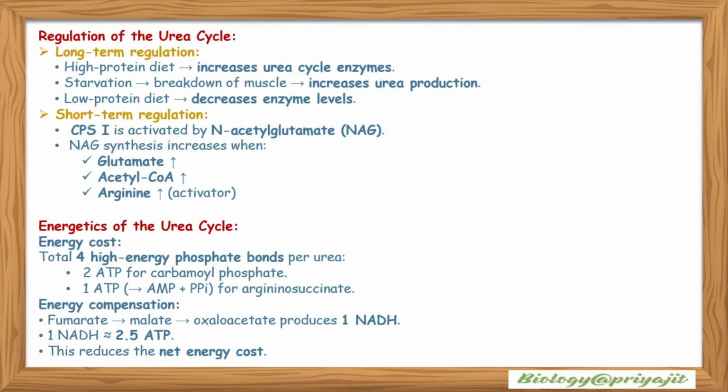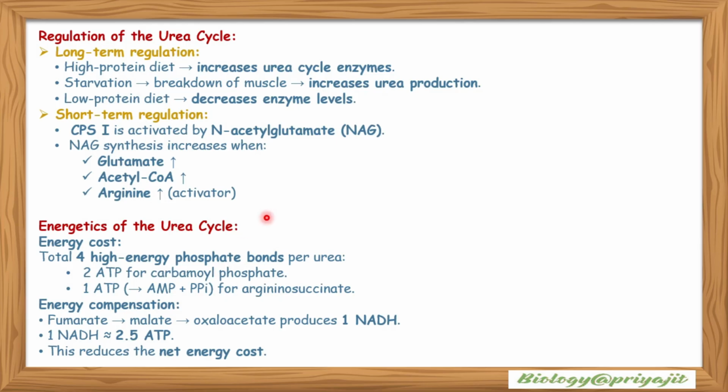Regulation of the urea cycle, long term regulation: a high protein diet increases urea cycle enzymes, and starvation causes the breakdown of muscle and increases urea production. A low protein diet decreases enzyme levels. Short term regulation: CPS1 is activated by N-acetyl glutamate, or NAG. NAG synthesis increases when glutamate and acetyl-CoA are increased, and arginine also acts as an activator.